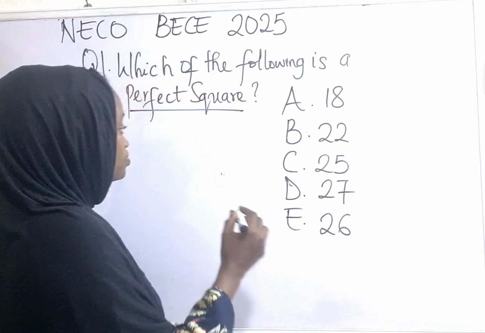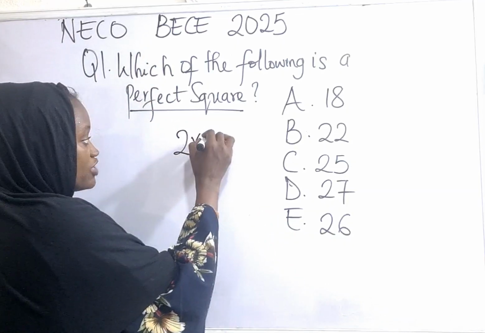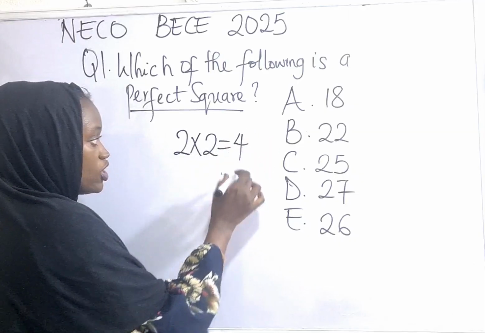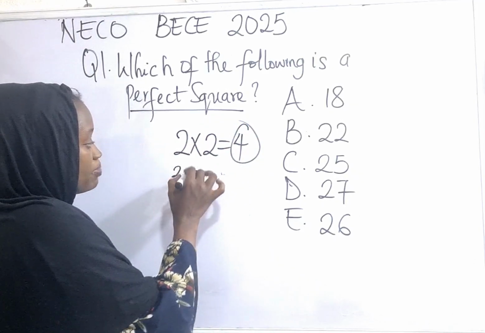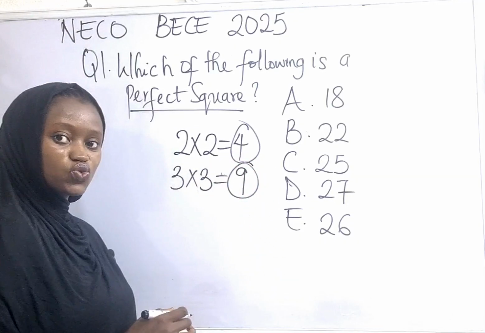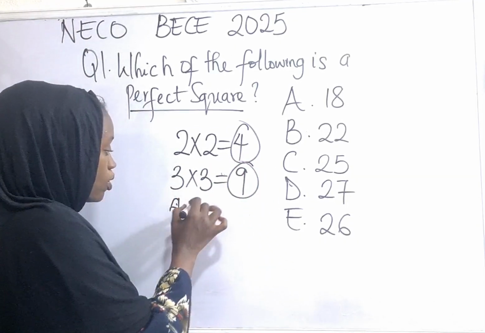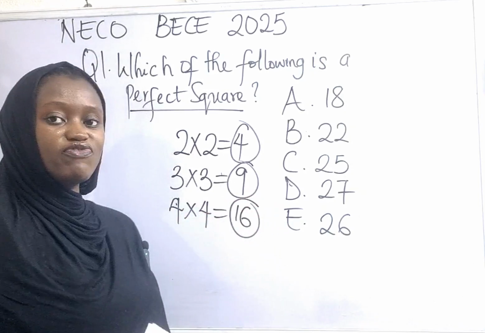For example, let's say we have 2. If you multiply 2 by itself, that is 2 times 2, this gives us 4. This 4 here is a perfect square. If you multiply 3 by itself, 3 times 3, this gives us 9. 9 is a perfect square. If you multiply 4 by itself, 4 times 4 gives us 16. This means 16 is a perfect square.